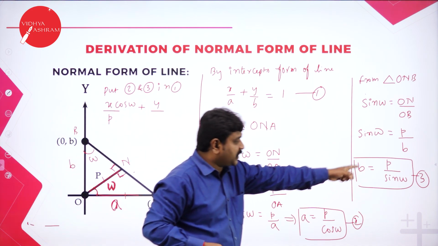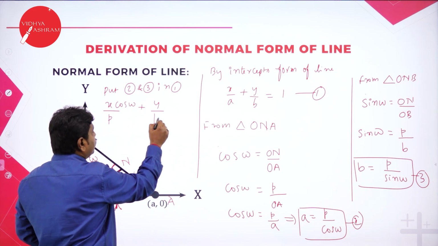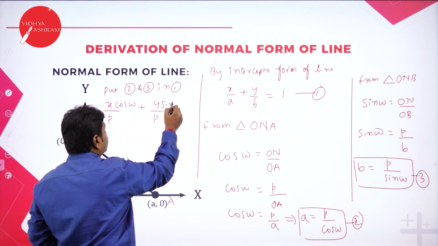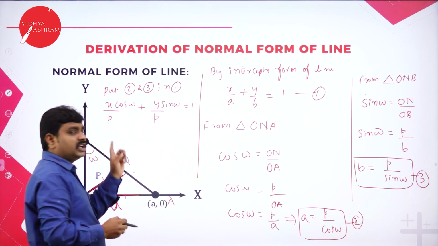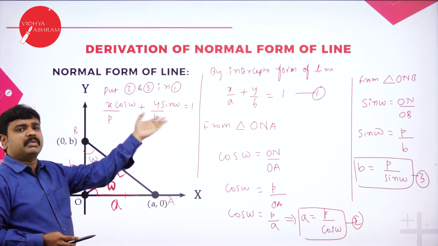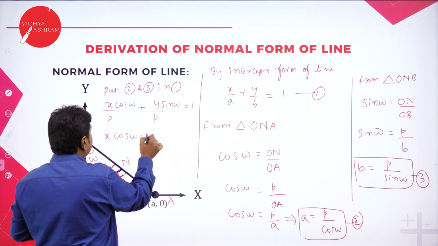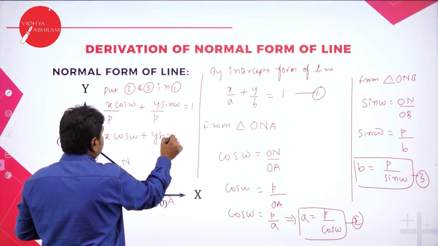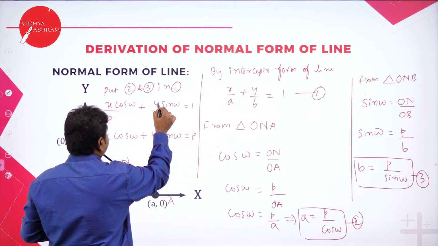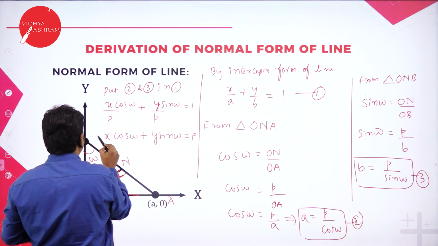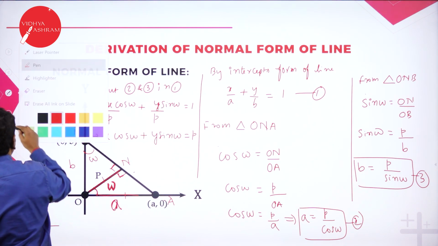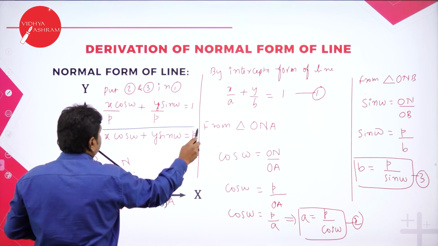What is B? P by sin omega. So P divided by sin omega, the denominator goes up, it will become y sin omega by P, is equal to 1. So the denominators are the same, you can take LCM or multiply by P on both sides. If you multiply by P on both sides, x cos omega plus y sin omega is equal to 1 into P, which is P. This is the answer. This is the normal form.